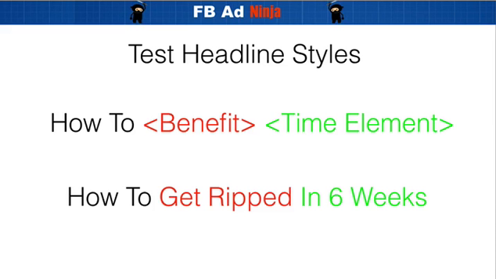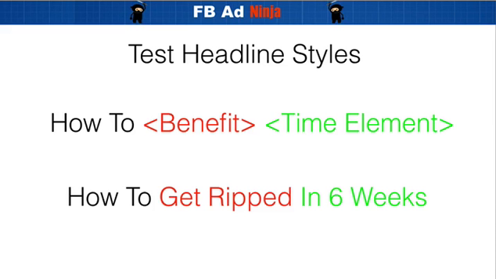Next is test your headline styles. Now I'm going to give you two different headline styles that you can try. I found these to work really well. So the first is a how-to headline, and how-to works really well. So you use how-to, then a benefit, and then a time element. So simply, how to get ripped in 6 weeks.